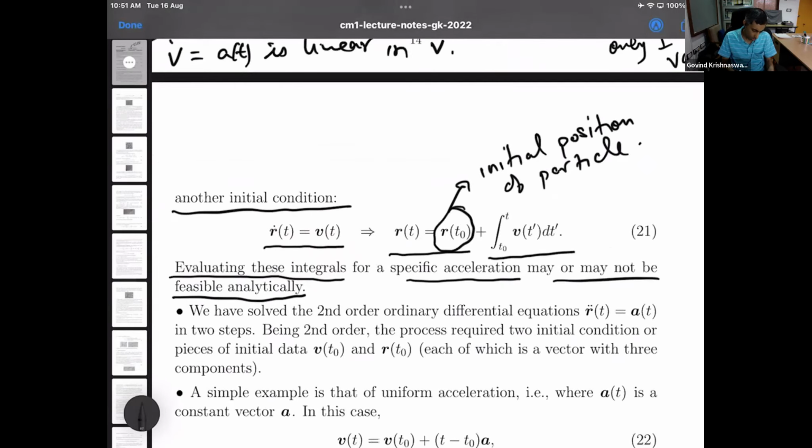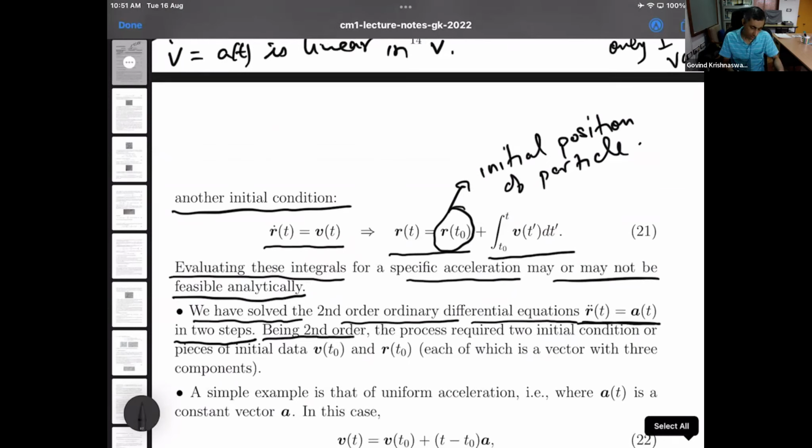Okay, so now in summary, we have solved the second order ordinary differential equation, namely r double dot, the second derivative of position, equal to acceleration. It started out as a second order differential equation, with 2 time derivatives. We have solved that in 2 steps. First step we go to velocity and then to position.